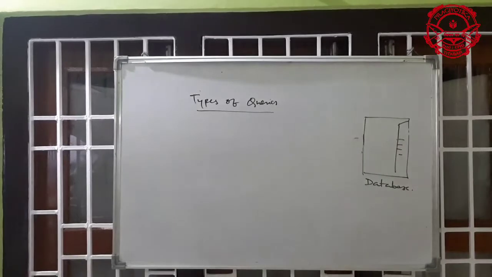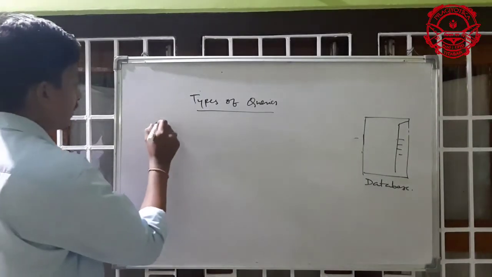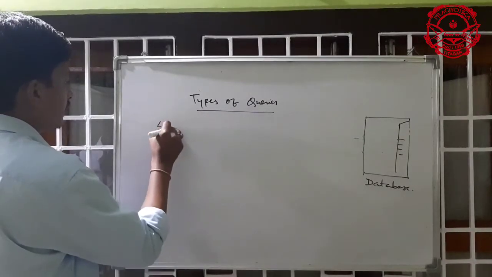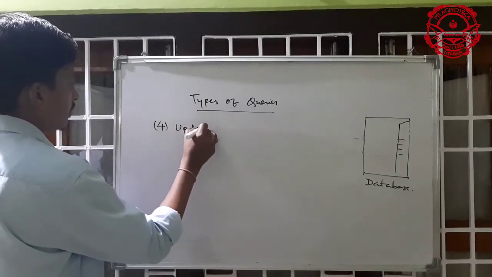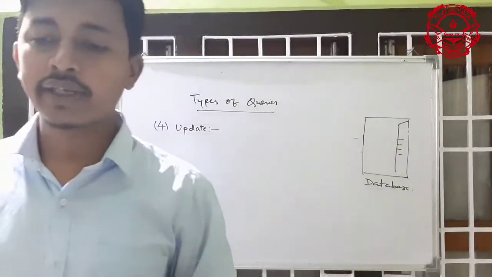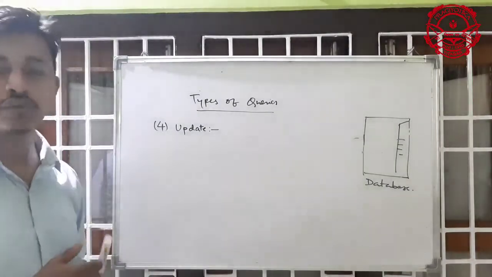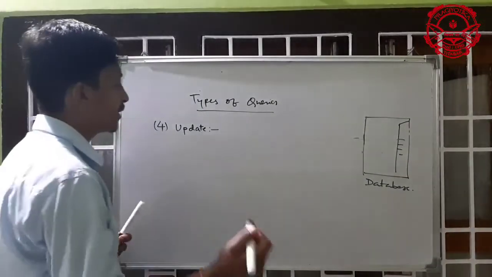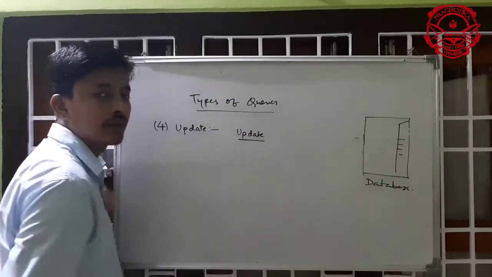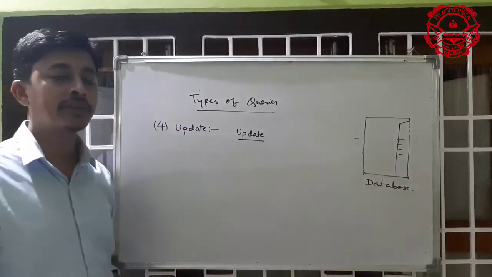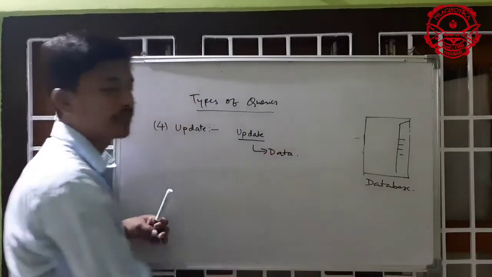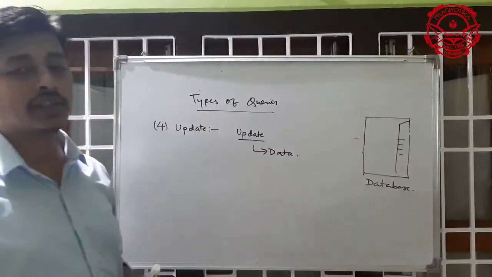Number 4 is update. Update means this query updates the data in a table. You can easily update any information or any data in a table. So this query updates the data in a table.